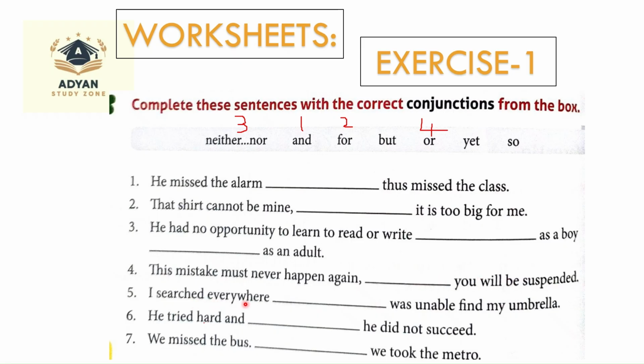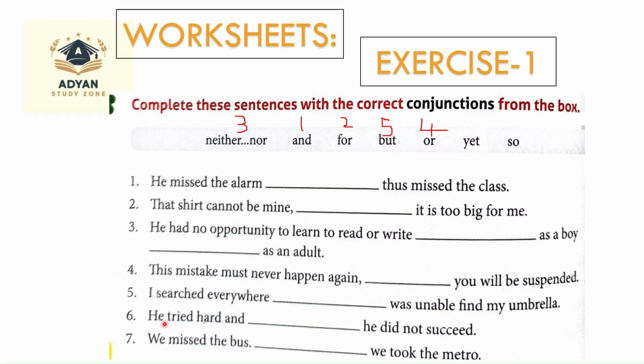I searched everywhere dash was unable to find my umbrella. It should have been was unable to find my umbrella, but we will do it. So the correct conjunction is but. So I searched everywhere but was unable to find my umbrella.